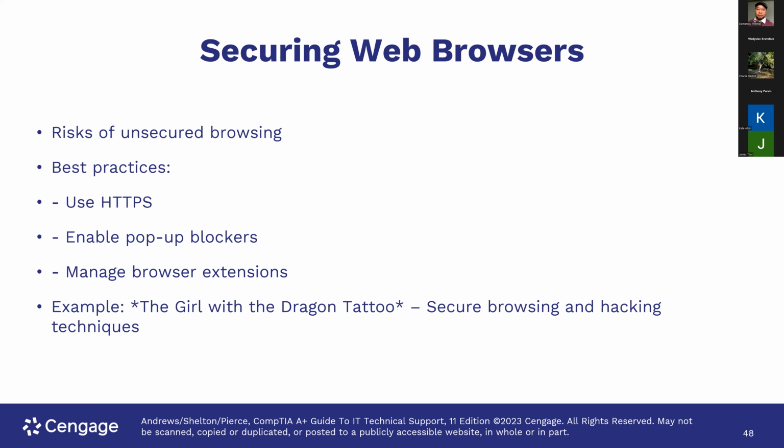There's an example in this movie, and I don't know the exact scene, but The Girl with the Dragon Tattoo is a hacker, and it's an example of securing your browsing and different hacking techniques, like cross-site request forgery and all of these other ways that people can steal your data if you have a browser up.